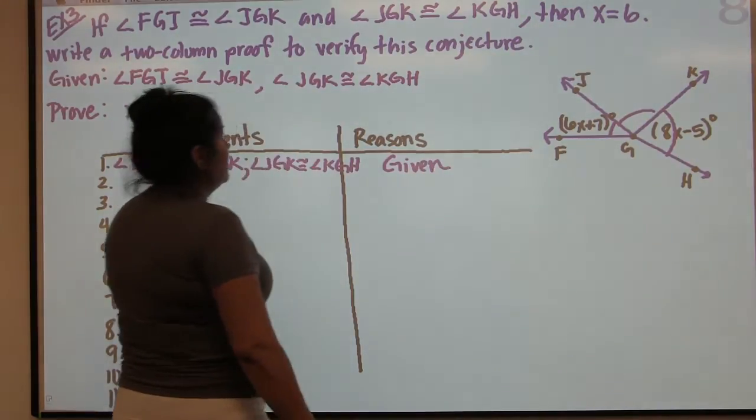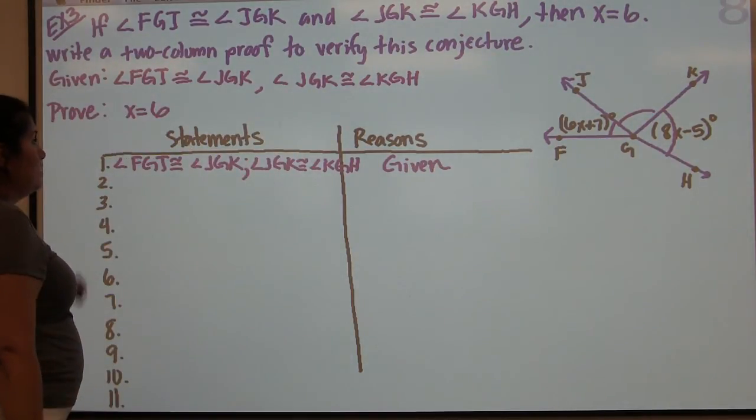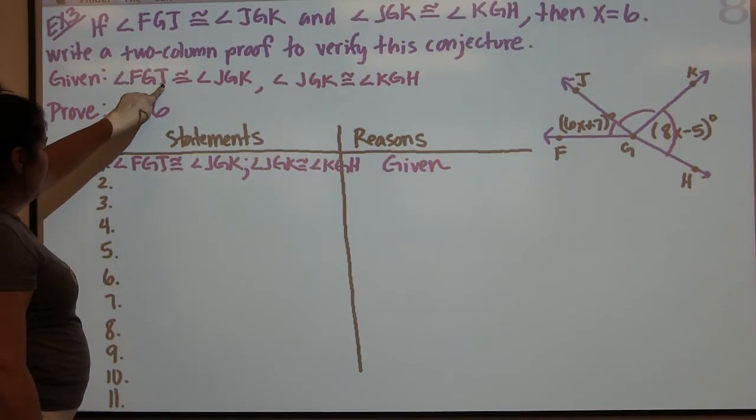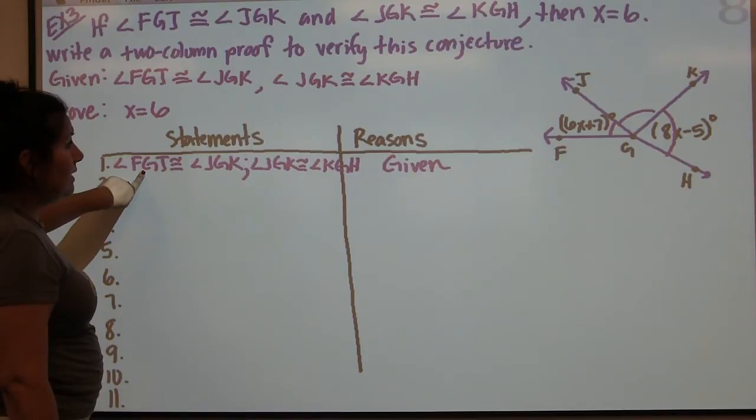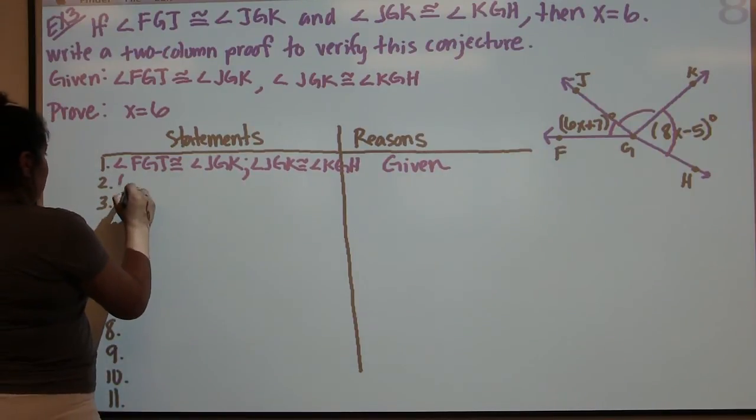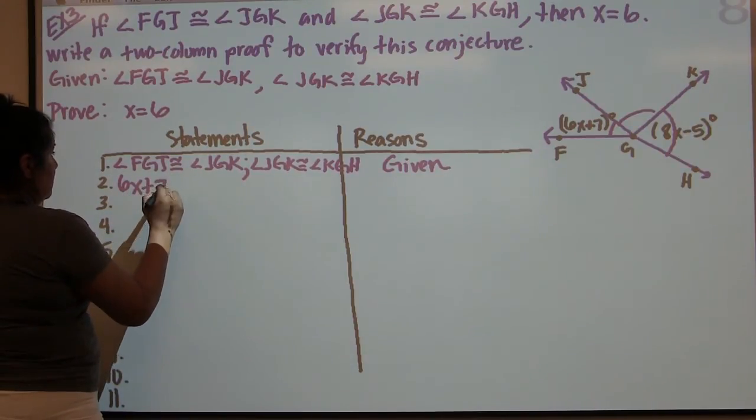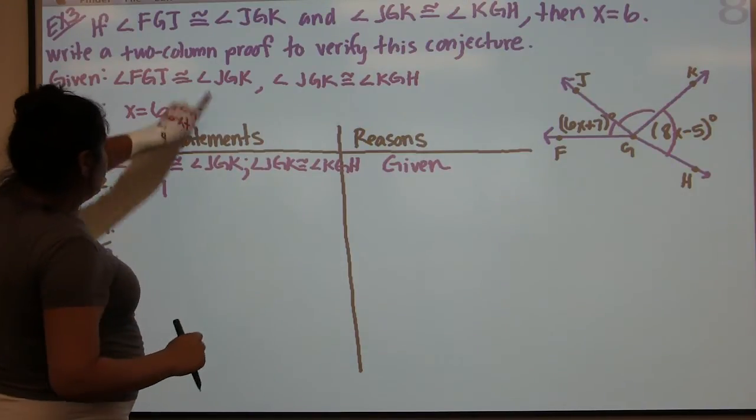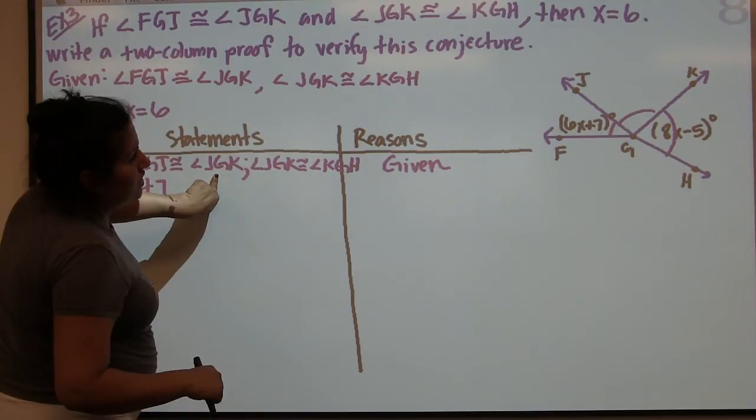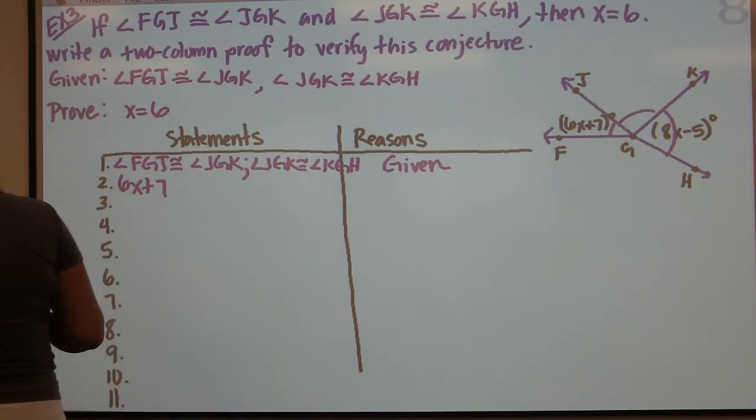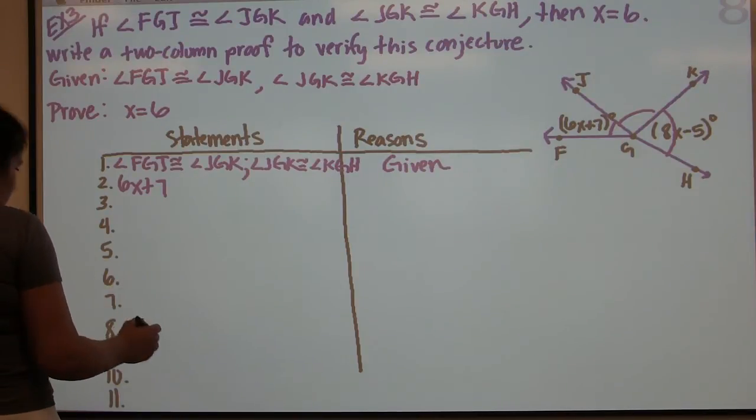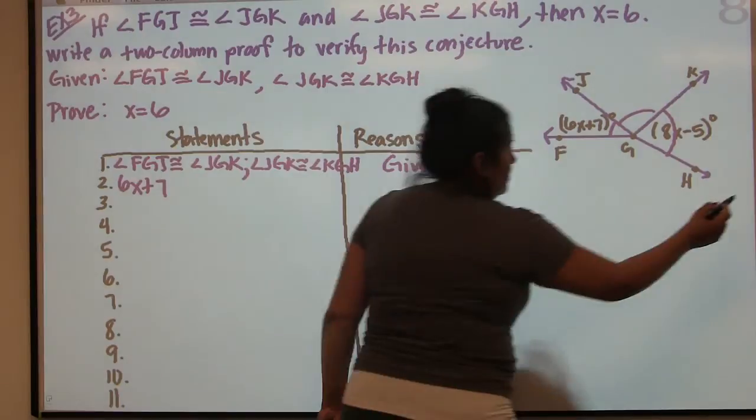And then the next thing that we need to do is to use substitution, because we know from our diagram that FGJ is actually 6x plus 7. So we're going to say 6x plus 7 is equivalent to JGK. Okay? So actually I wanted something a little bit different here before I get too crazy. We have to have another step in here first, so let me just hold up.